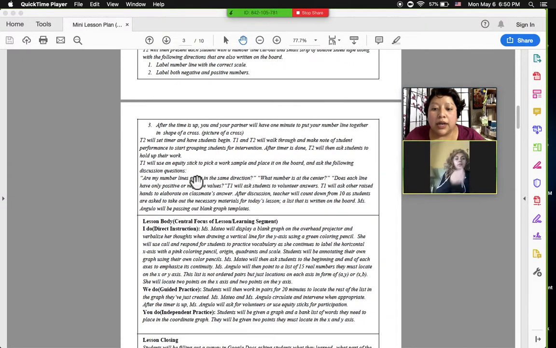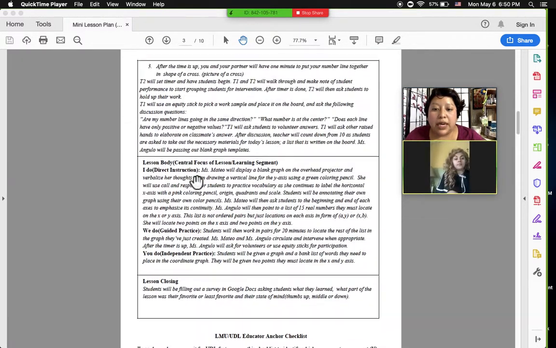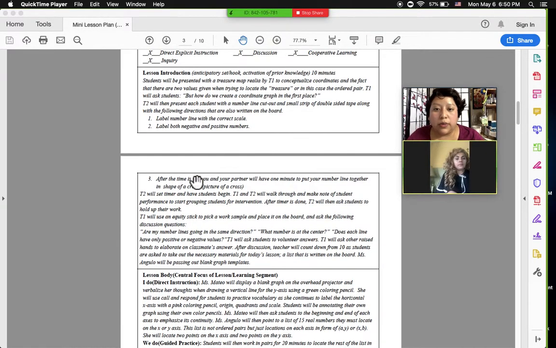Okay. And so then after that, we began plotting out the whole basic lesson. The lesson introduction would take around 10 minutes, where we are activating their prior knowledge. This is done by using realia, which would be a treasure map. So that's something that they could always have as they recall anything that has to do with coordinate planes, it is an actual object that they could have as an image.